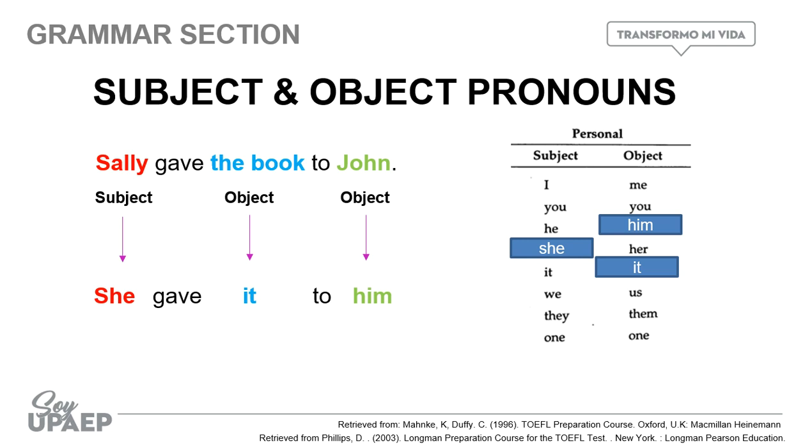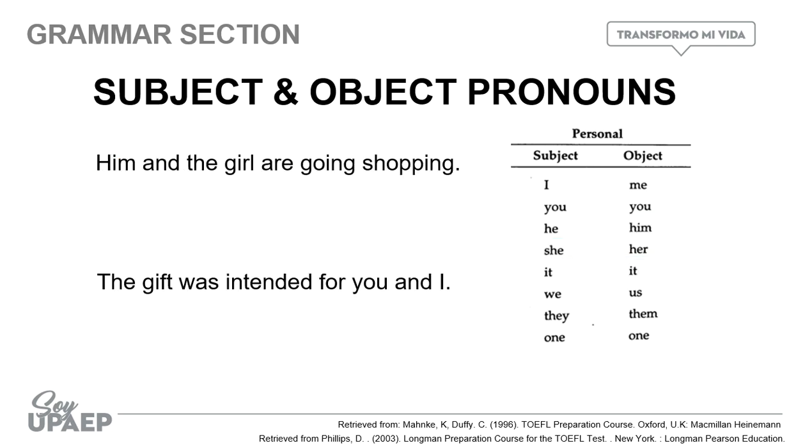So if you notice, we use subject pronouns to replace the subject of the sentence, and we use object pronouns to replace the objects. Okay, try to do this one on your own. You have: him and the girl are going shopping. There is a mistake in this sentence. The gift was intended for you and I. There is a mistake in the sentence.